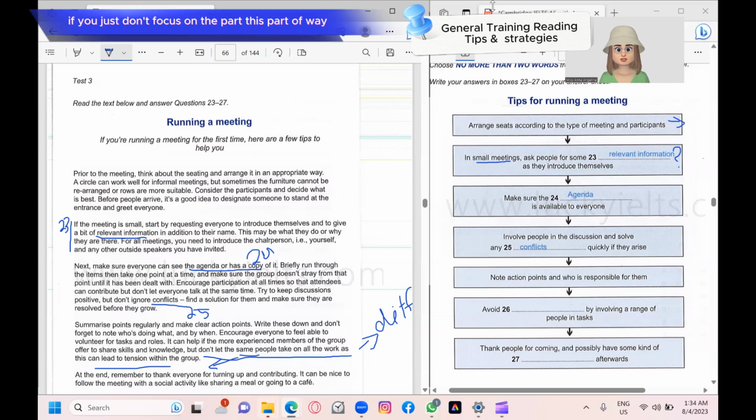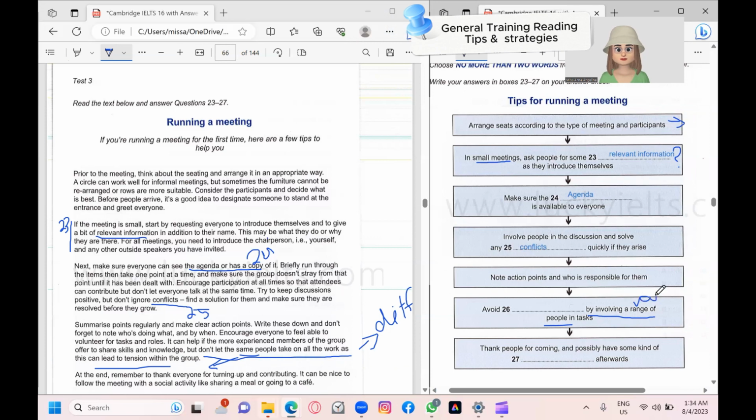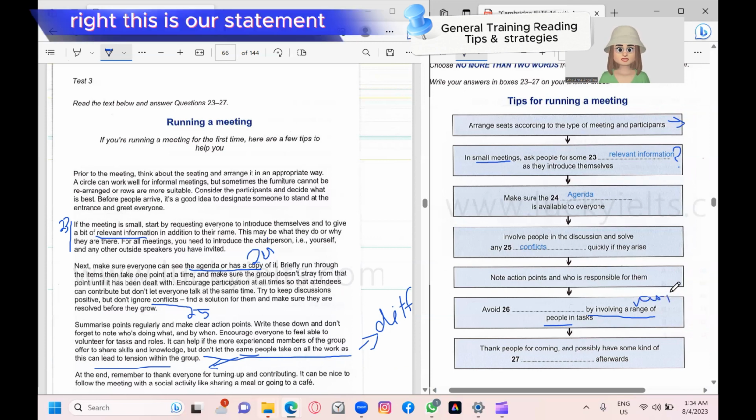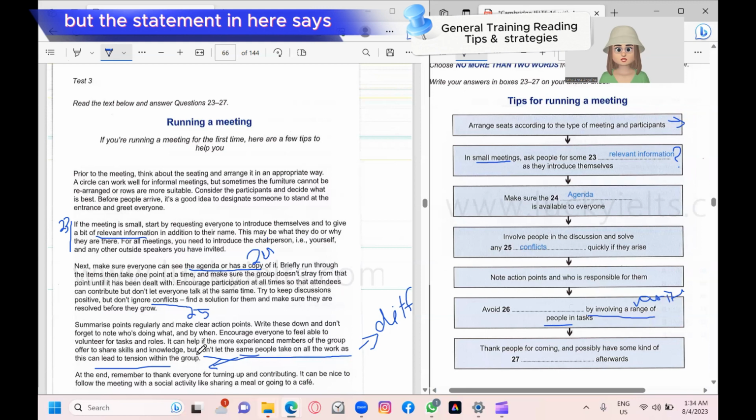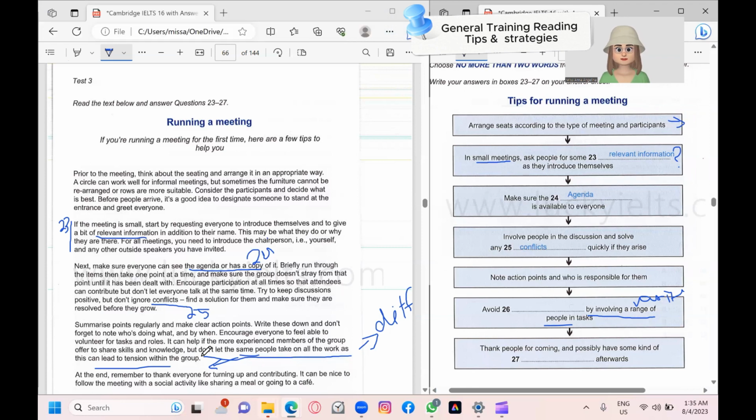If you just don't focus on this part, avoid this part, just focus on this part. By involving a range of people, range means different people, a variety of people, right? This is our statement. We need to match the answer accordingly. But the statement in here says, but don't let the same people take on all the work.